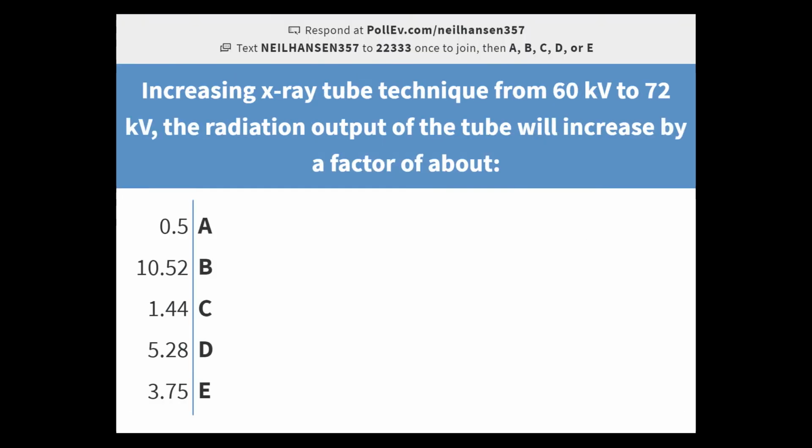All right, increasing X-ray tube technique from 60 kilovolts to 72 kilovolts, the radiation output of the tube will increase by a factor of about what? I'll let you think about this, pause if you need more time.